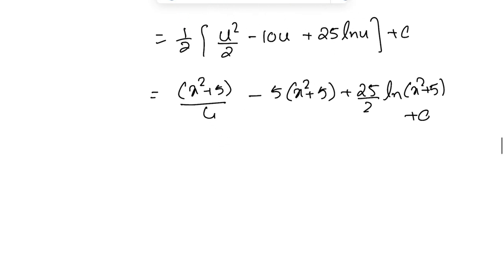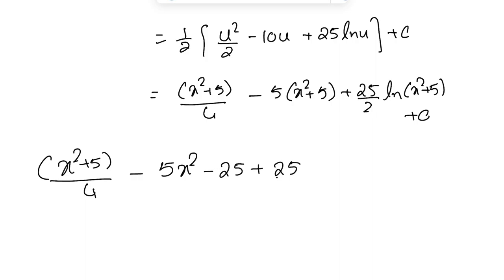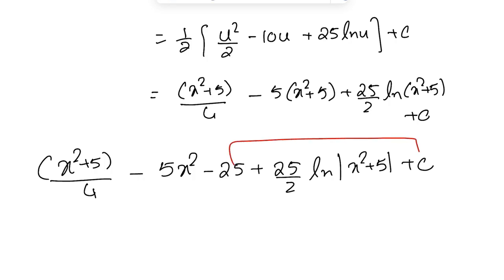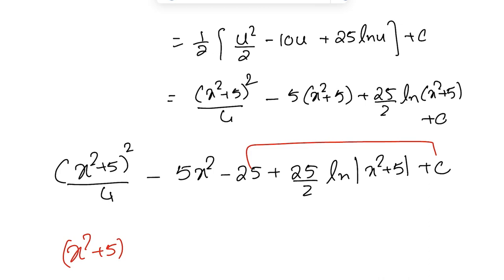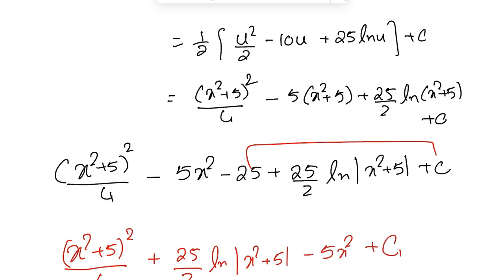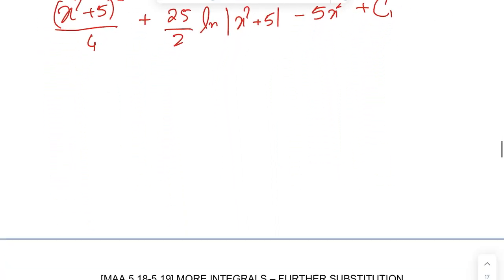Now be careful over here. One more step: what I am doing is x square plus 5 whole square upon 4 minus 5x square minus 25 plus 25 upon 2 ln of x square plus 5 plus c. Now c minus 25 is another constant, maybe c1. So my answer will be x square plus 5 whole square upon 4 plus 25 upon 2 ln of x square plus 5 minus 5x square plus c1. You can leave it at the earlier step also, or this step is also fine. That's going to be the answer.